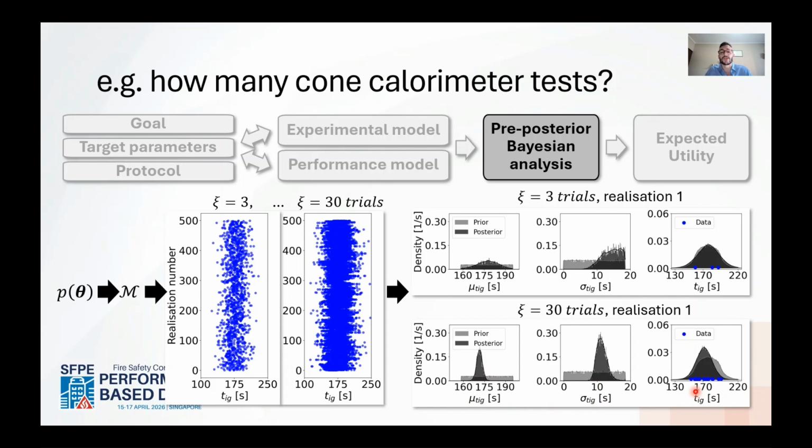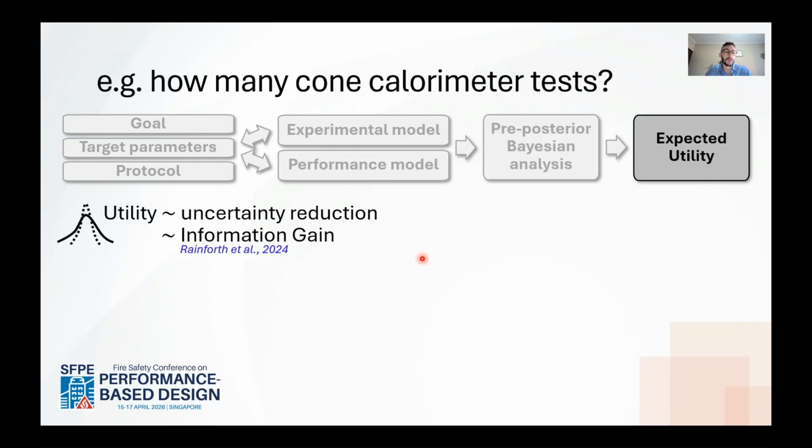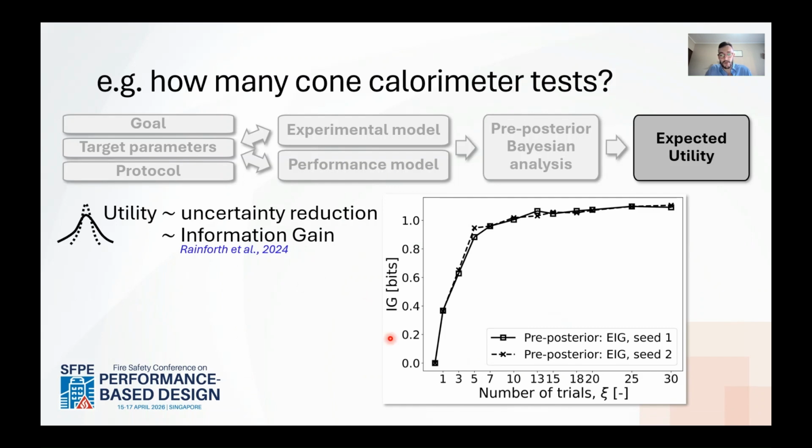So now again, we want to quantify the utility of these updates. And again, we will do that in terms of uncertainty reduction, which again is given by the information gain metric. And the graph looks like this. Now, again, we have the expected information gain on the vertical axis, and the number of trials on the horizontal axis. And I repeated the simulation 2 times to check the robustness of my code to randomness.